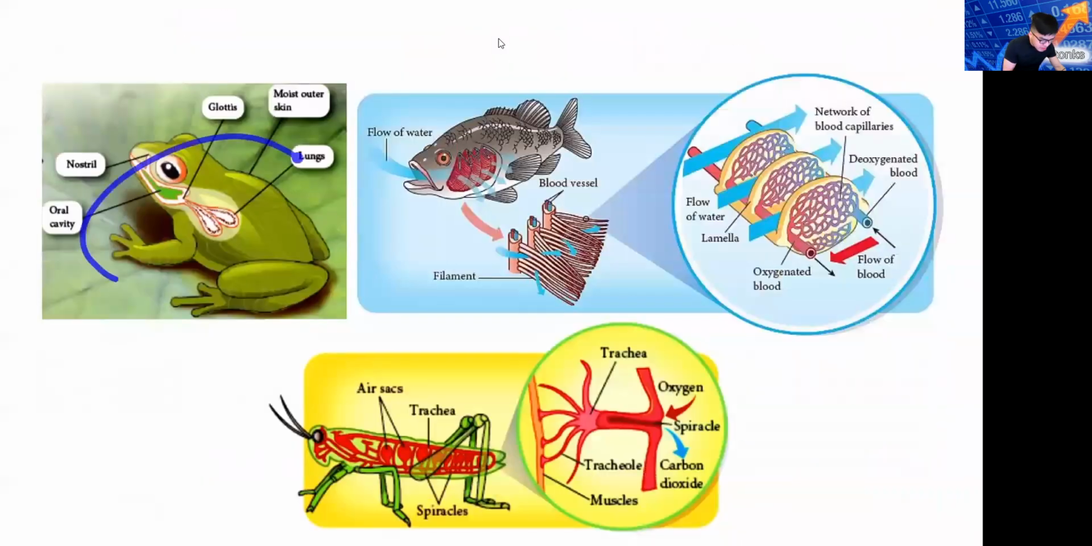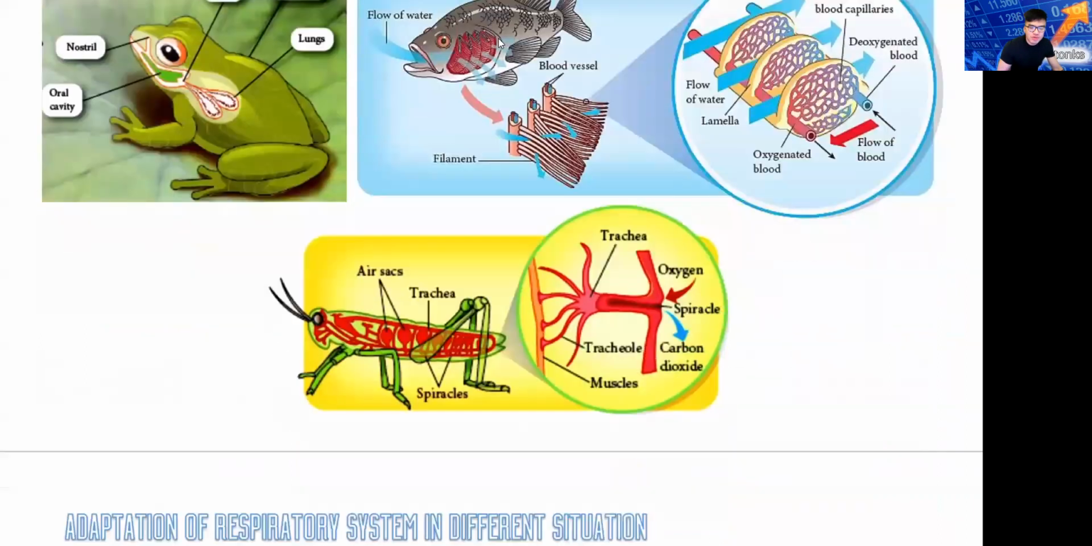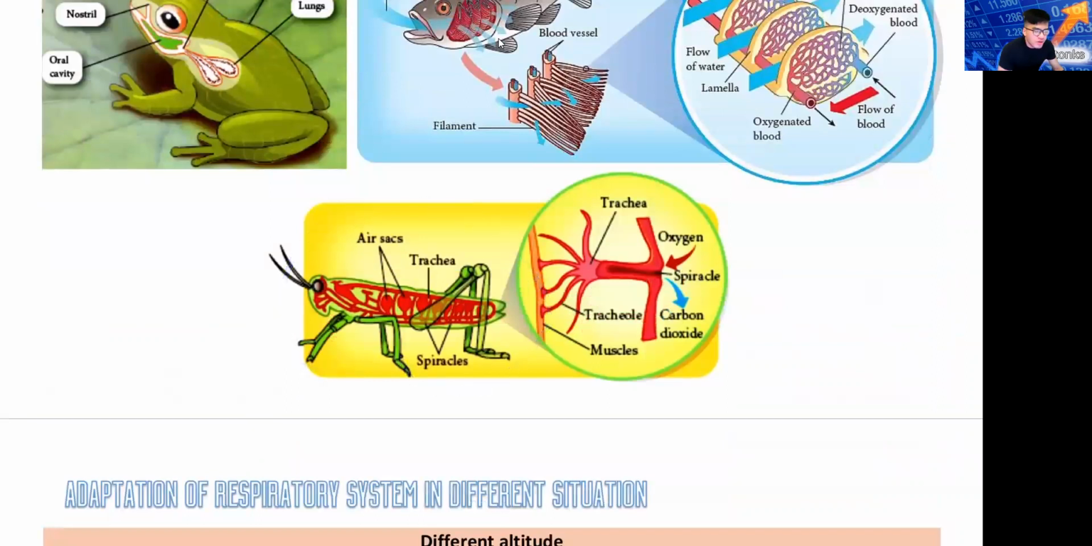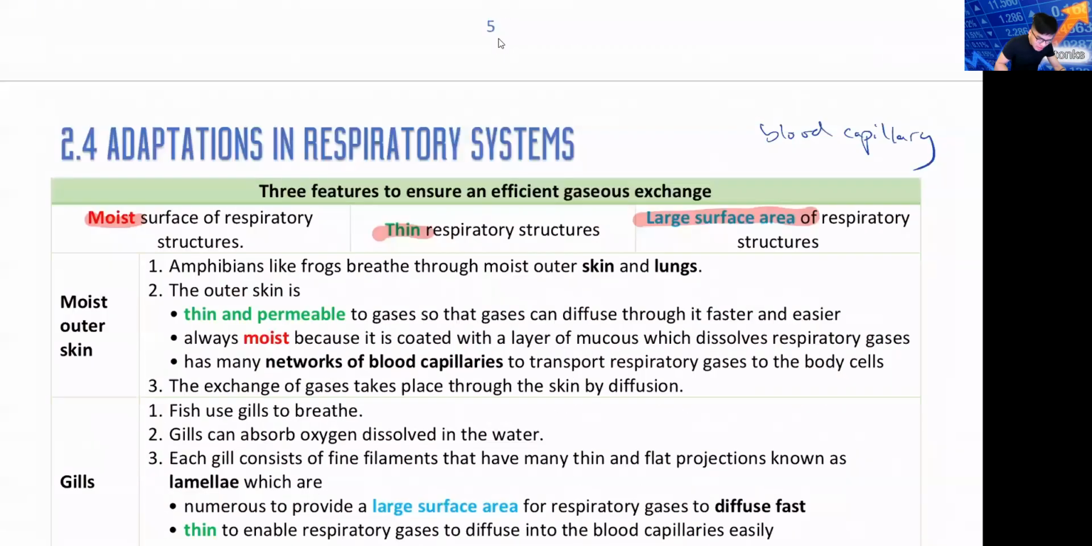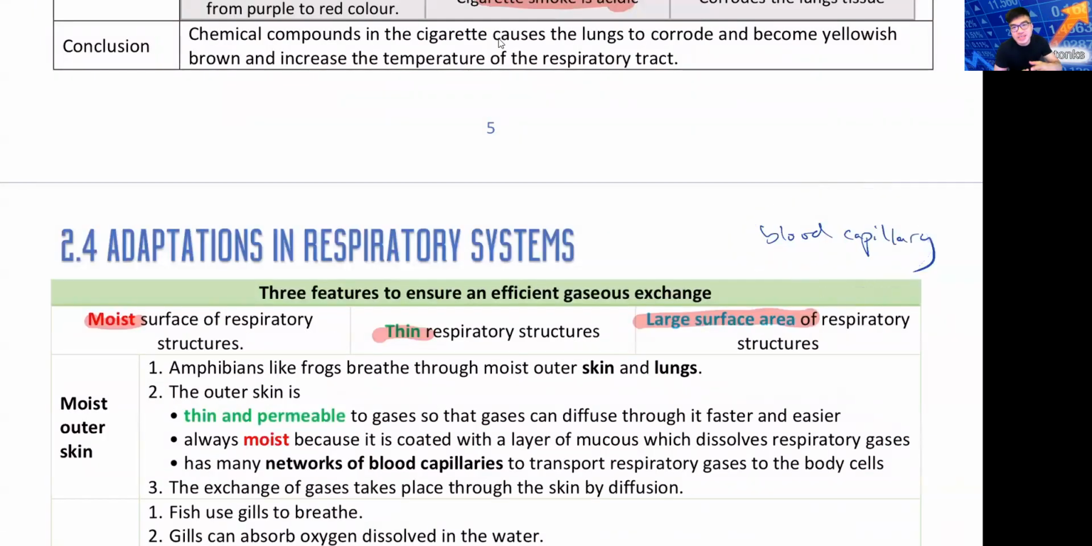Because you see, do frogs have blood capillary? Yes, they do. Do fishes have blood capillaries? Yes, they do. But do insects have blood capillary? No, they don't. If you whack a cockroach dead, you whack a mosquito dead, you wouldn't see any blood. I mean, unless the mosquito has your blood, there isn't any blood there. So this is why they didn't include blood capillary here, because it doesn't apply to insect. Insects don't use blood to carry oxygen. They are a little bit different from us.